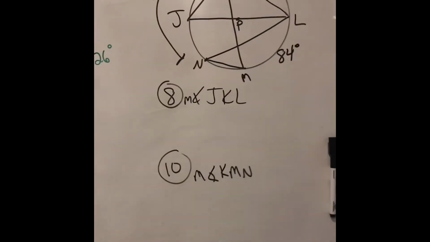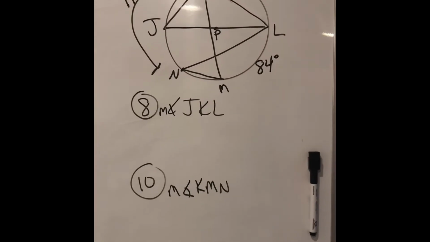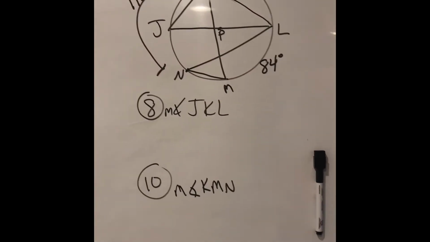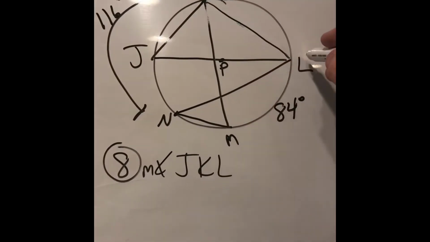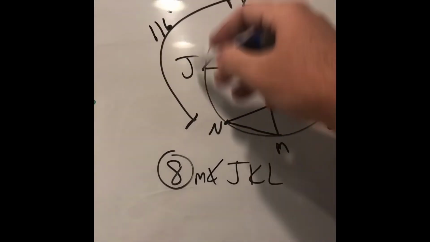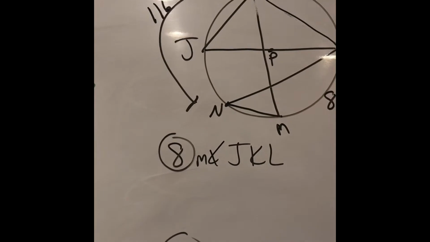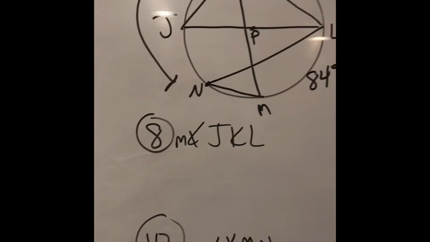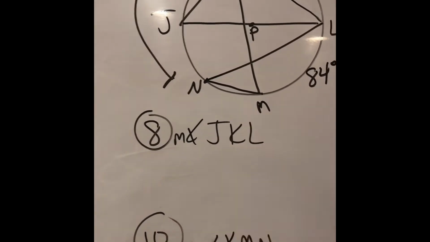Next, there's a lot going on in this picture. You have to answer a lot of questions to deal with it. I'm going to do two of them. They're giving me arc LM is 84 degrees. They're also giving me that arc KN is 116. So the first thing I have to do is find angle JKL.